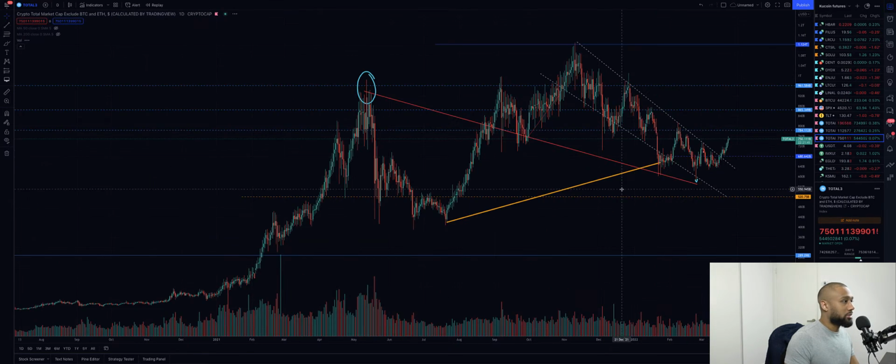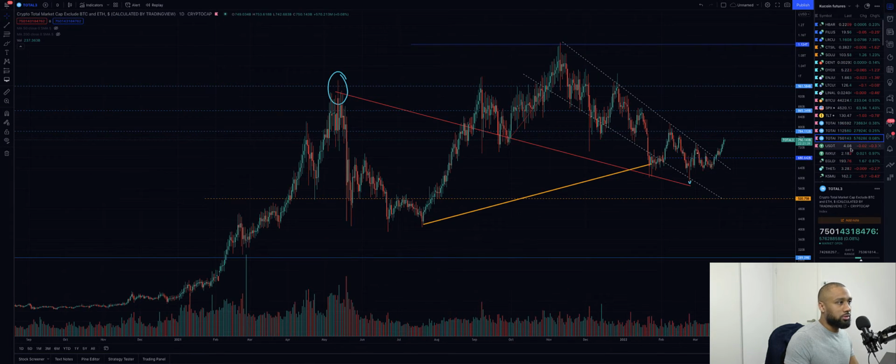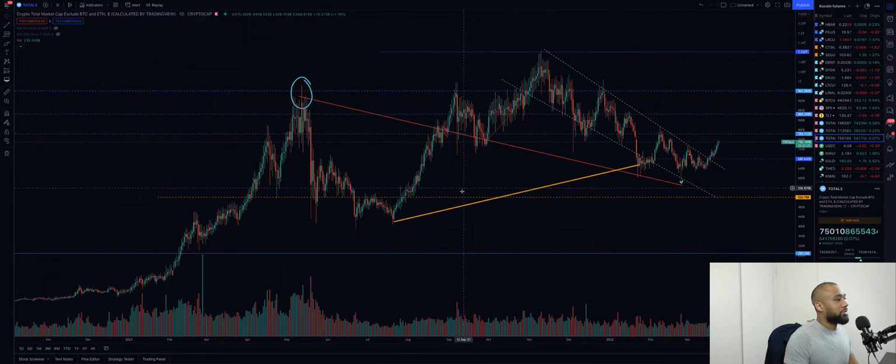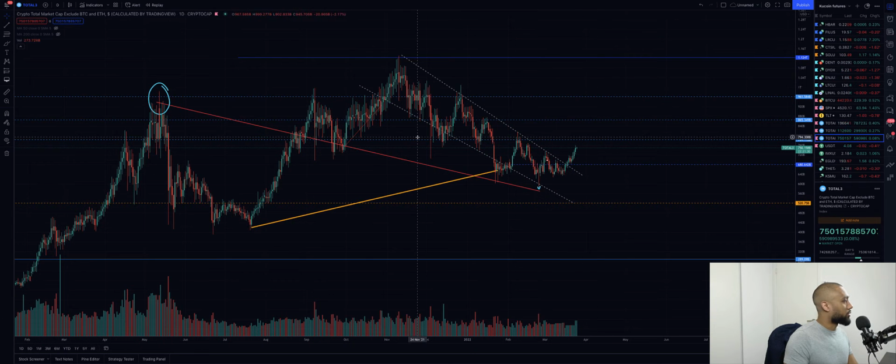All right, so let's look at the total two. Just the total two, total three. Yeah, I prefer the total three. So if we look at the total three, we were watching this and waiting for it to break out of the bull flag. So it broke out, and so it's approaching its first real resistance. So if we do get a pullback, that would be okay.